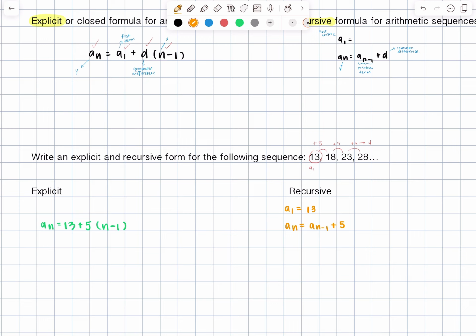The only information you need for both of them are your common difference and your first term. And then your n minus 1, which is saying your previous term, which is available in both forms. So those are your explicit and recursive formulas for the arithmetic sequence.